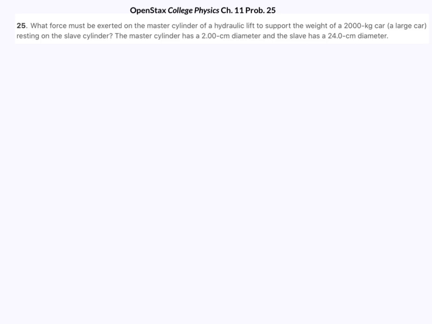Let's look at OpenStax College Physics, Chapter 11, Problem 25. What force must be exerted on the master cylinder of a hydraulic lift to support the weight of a 2,000 kilogram car, a large car, resting on a slave cylinder? The master cylinder has a 2 centimeter diameter and the slave has a 24 centimeter diameter.